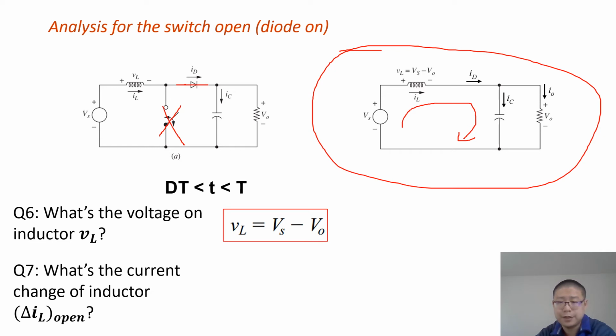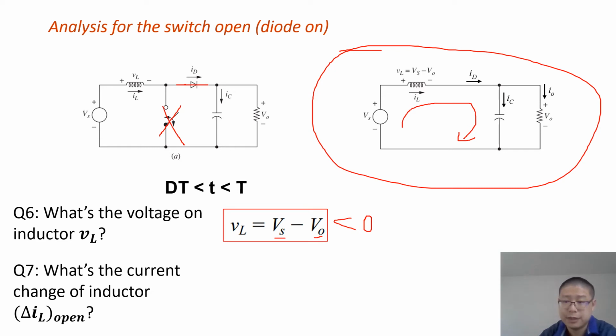Okay, now let's take a look. First, let's take a look at the voltage applied on the inductor. We already obtained it in question 6. It equals Vs minus Vo. Here, there's another question. Is it a positive value or a negative value? Yes, it is a negative value, because for the boost converter, the output voltage is greater than the input voltage. So VL is a negative value.